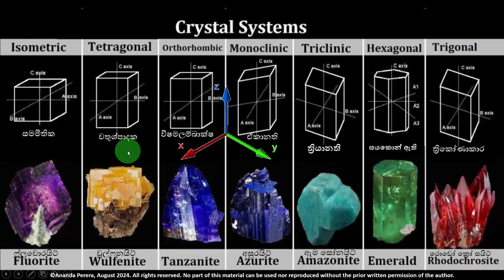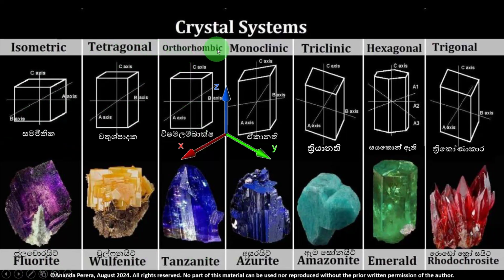In here, isometric. See the A-axis, B-axis, and C-axis. That means X-axis, Y-axis, and Z-axis. A, B, C means X, Y, Z. So this is C-axis. This is B-axis, A-axis. This is called isometric. Example is fluorite. Fluorite is isometric. Wulfenite is tetragonal.